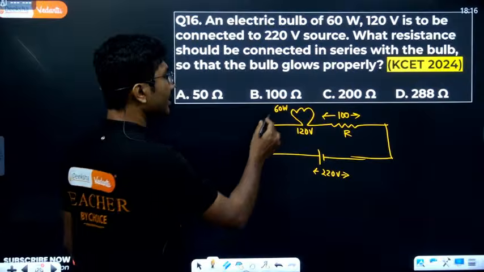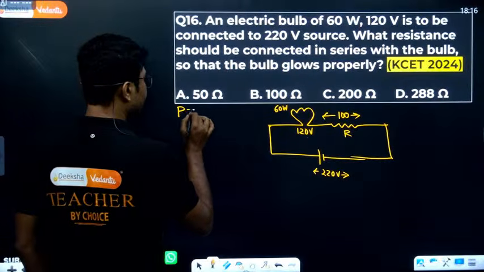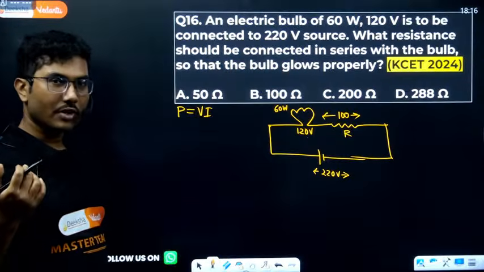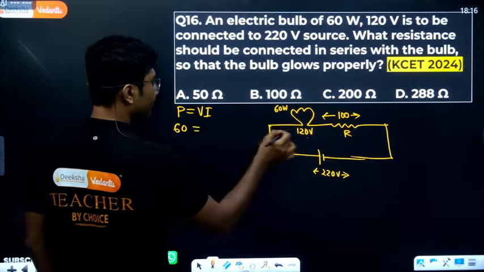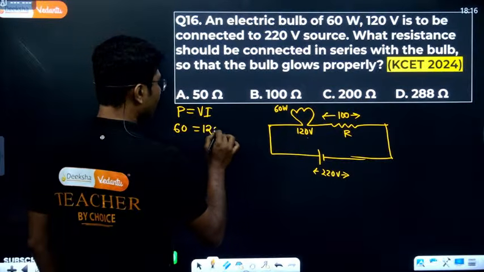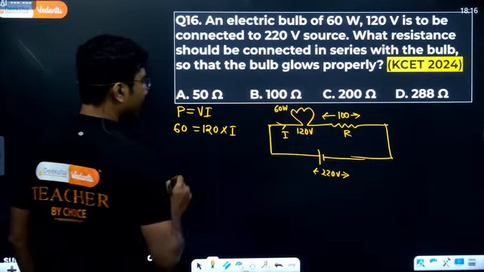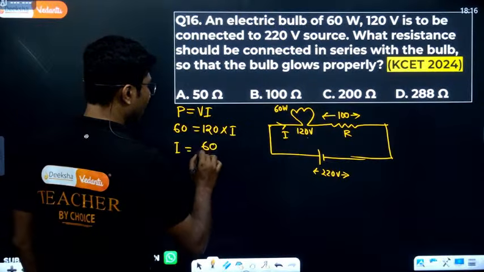Now the power rating of the bulb is given, the voltage rating of the bulb is given. So you know that P equals voltage into current. So power is given as 60 watt, voltage for the bulb is 120 volt. So what is the current that must be passing through the bulb? The current passing through the bulb must be equal to 60 upon 120.